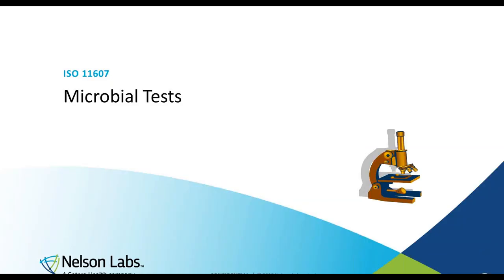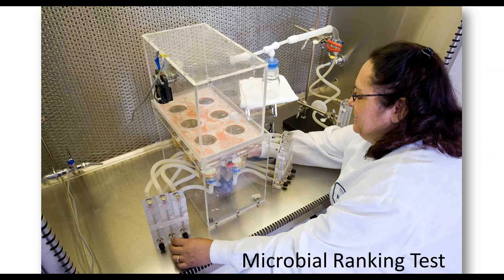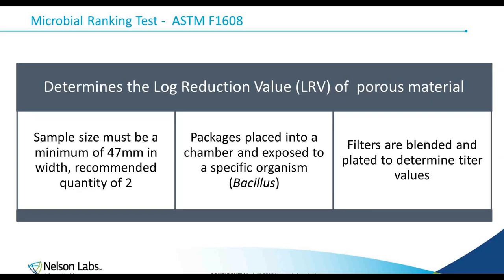The last one we're going to look at is microbial tests, and this is also a requirement of ISO 11607. The first one we'll look at is microbial ranking per ASTM F1608. The sample size is actually listed in the standard. A minimum of 2 is required. However, they have to be a minimum of 47 millimeters in width.